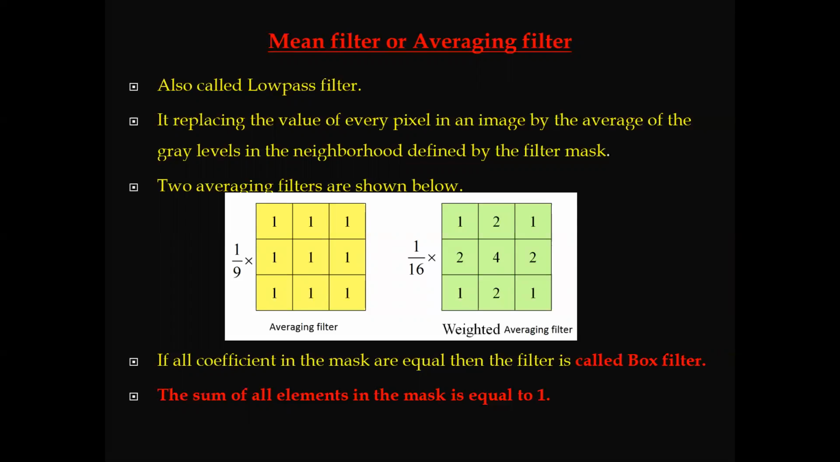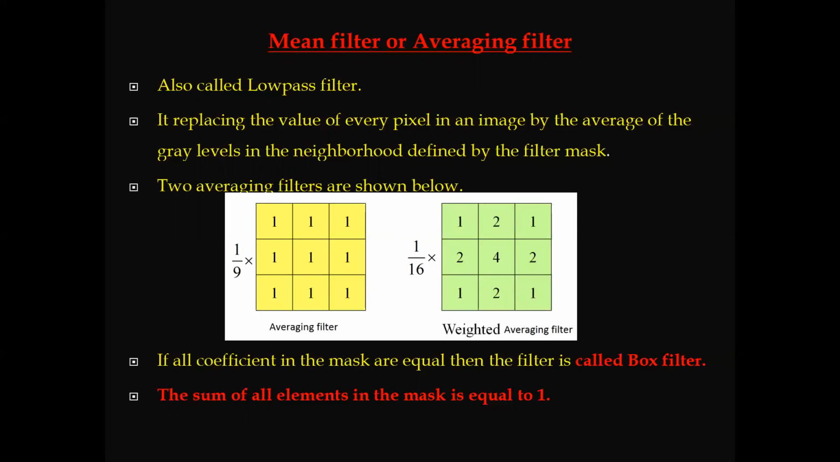All the coefficients in the mask are equal, and the filter is called a box filter. So the mean filter or average filter shown in figure A is called a box filter, and the sum of all the elements in the mask is equal to 1. This low pass filter replaces the value of every pixel in an image by the average of the gray levels in the neighborhood defined by the filter mask.